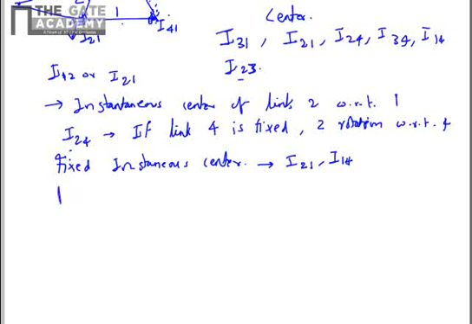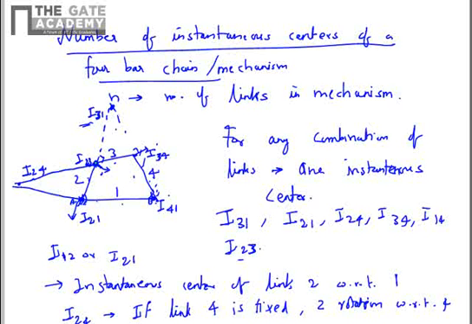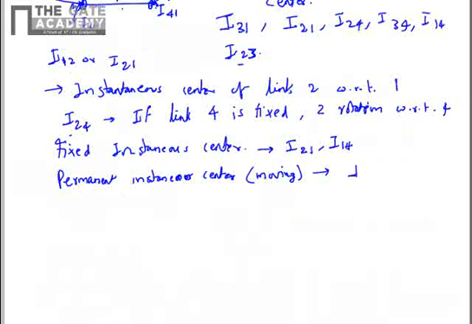The second category is the permanent instantaneous center. These are permanent in their location, but they are moving. We know their location in the mechanism, but they are not fixed. These are of the kind I23 and I34. We know that they will lie at the joint of 23 and the joint of 34, but the position will keep changing in time.